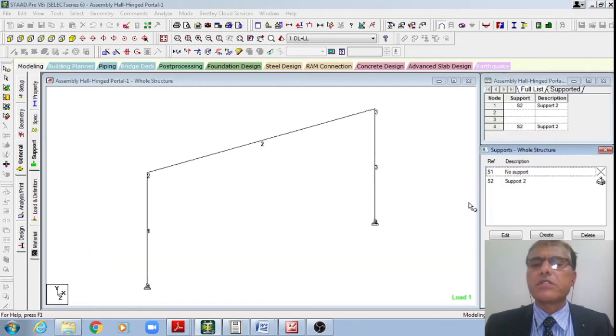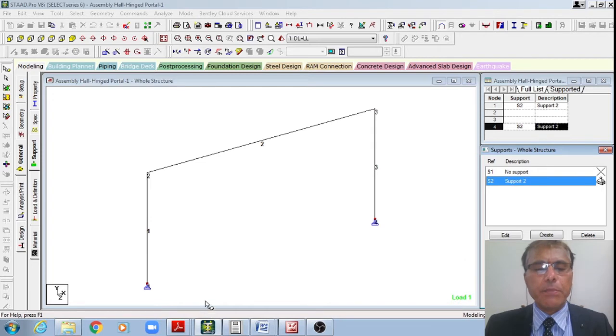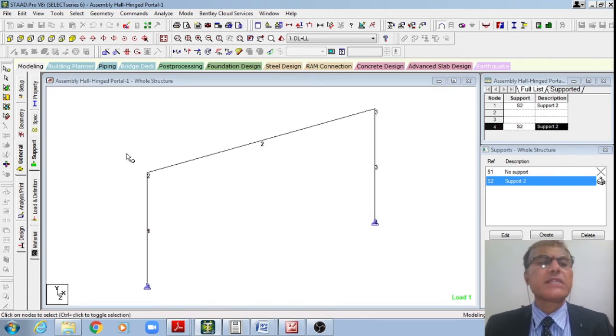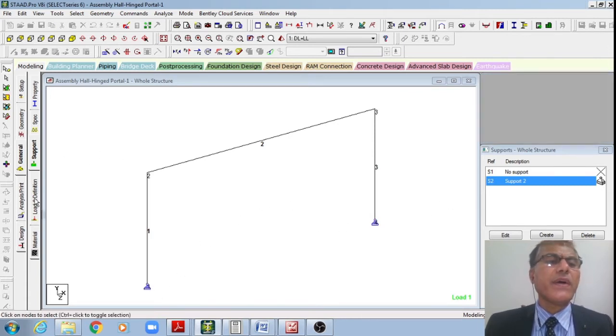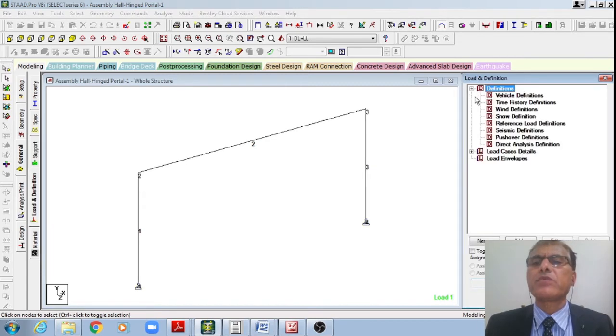Now I'll move to the supports page. As given in the problem, the portal is a hinged portal. Therefore, at the bottom, I have defined the support as pinned or hinged. I have assigned this to support 1 as well as support 4. That is how I have assigned this. Once I define this, now I'll go to the next page, the load page.